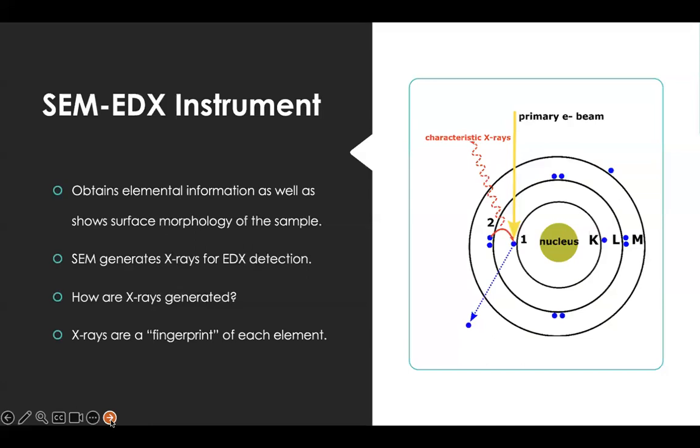So, how are these X-rays generated? The electron beam will hit the inner shell of an atom, causing an electron to be knocked off from the shell. This leaves a positively charged electron hole. Another electron from an outer shell will fill the vacancy when the electron is gone. When the electron moves from the outer higher energy to the inner lower energy shell of the atom, there will be an energy difference. This is released in the form of an X-ray, which can be used to identify each element that exists in a sample. So X-rays are a fingerprint of each element.